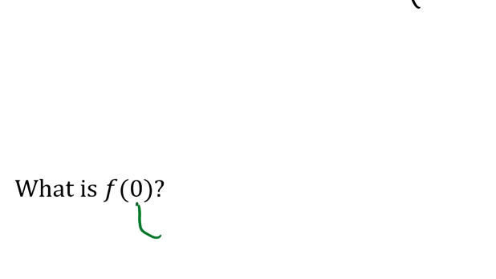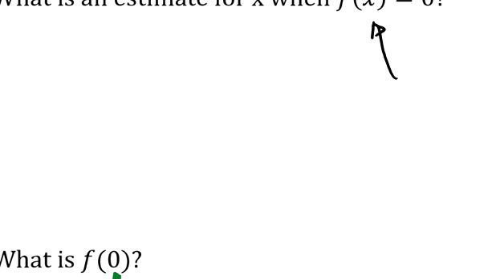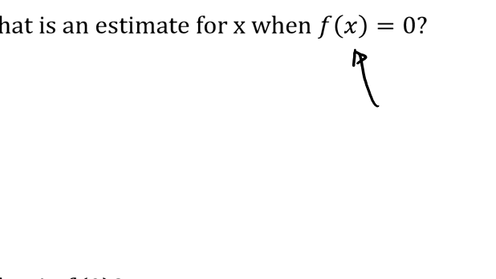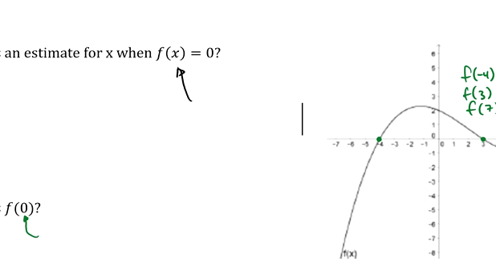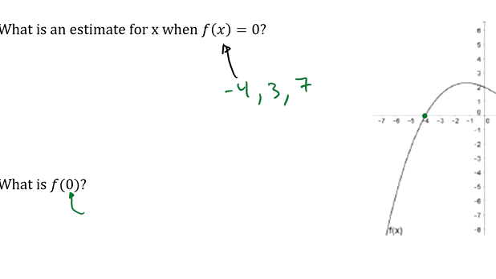The other question was, what is f of 0? So if you plug in 0, what comes out of that function? We just answered the question, what values of x can go in and produce 0? And we said the x values that can go in and produce 0 were negative 4 or 3 or 7. Any one of those work. Well, what is f of 0? Well, let's take a look.